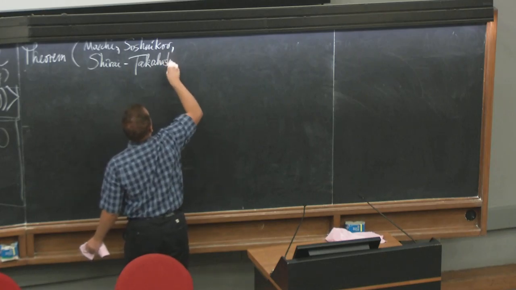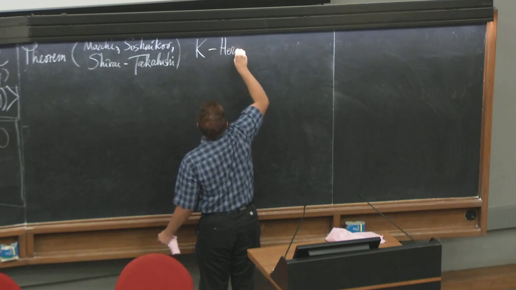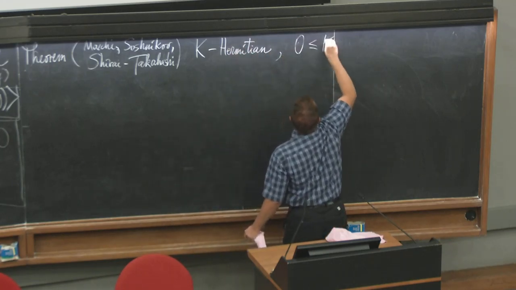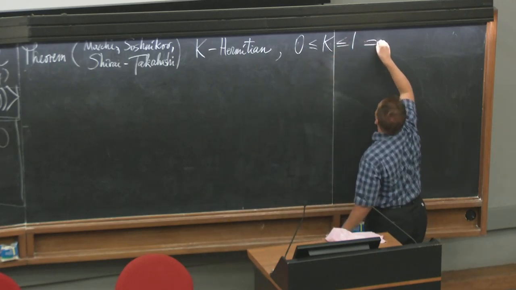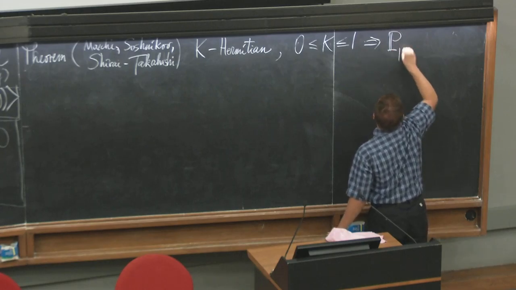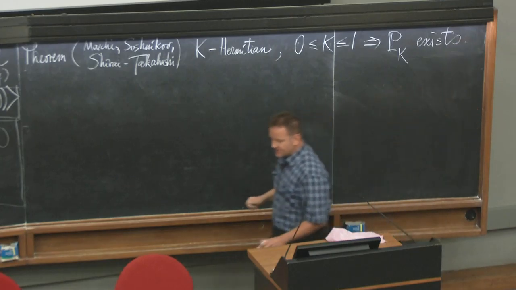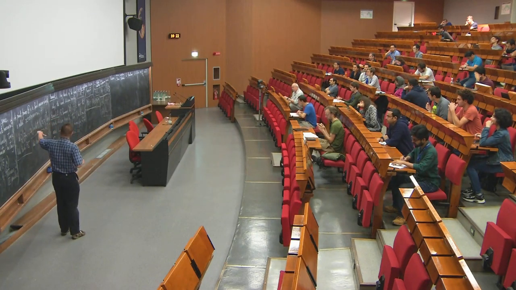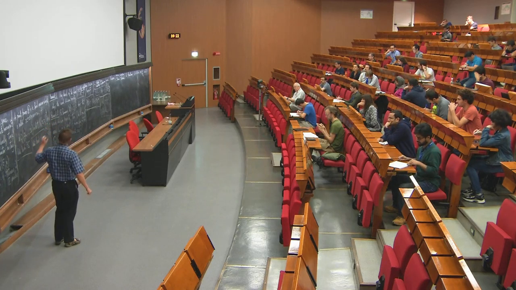Is the following: if K is Hermitian and contractive, then P_K exists. So as I mentioned, if it exists, it is unique. And in fact, this I will also explain in a different way, because the moment problem is well posed in this situation. So if it exists, it is unique. But the main question, does it actually exist?